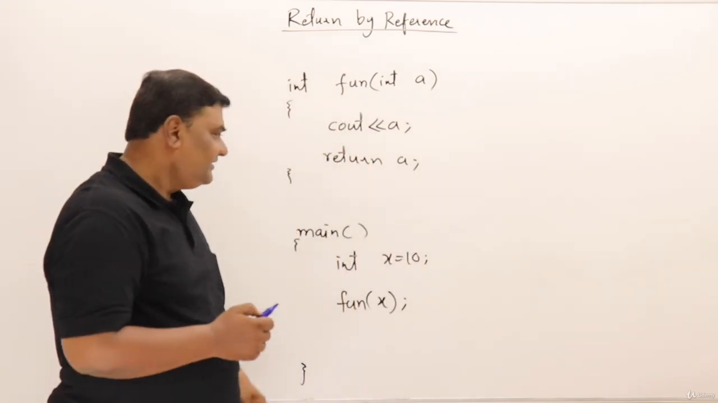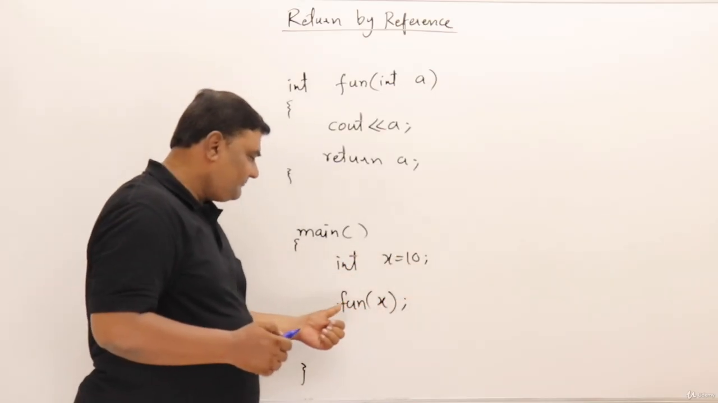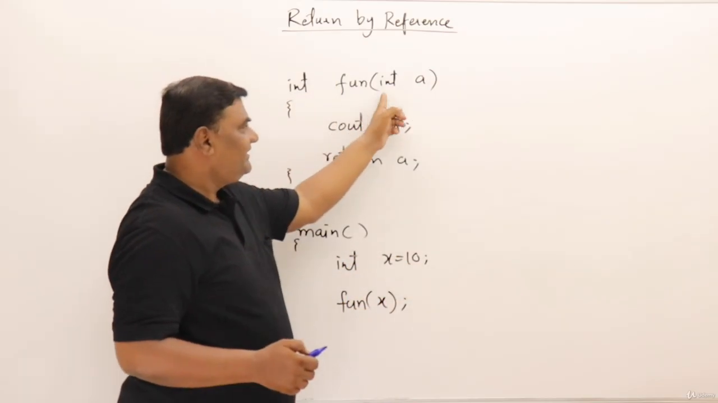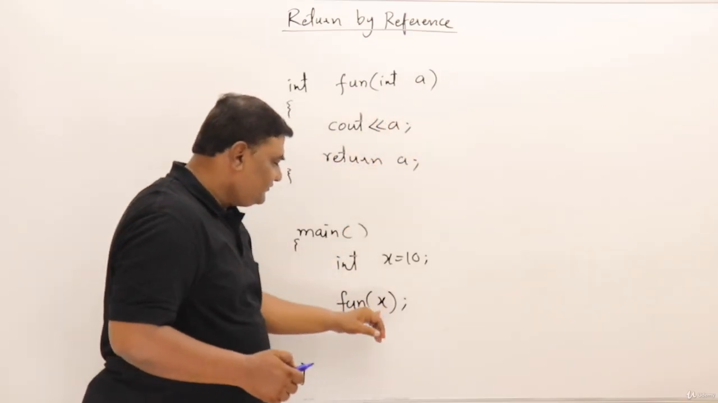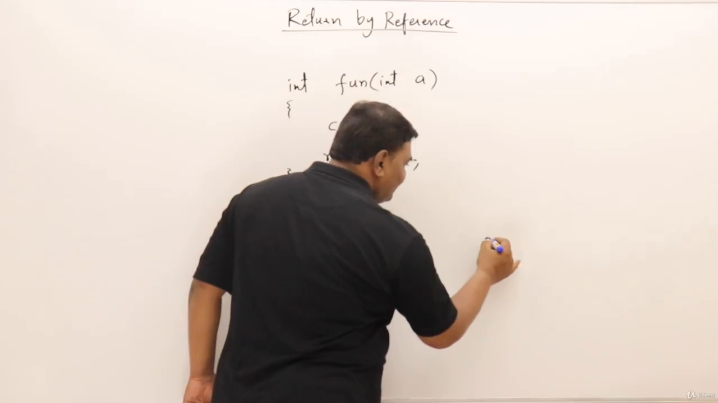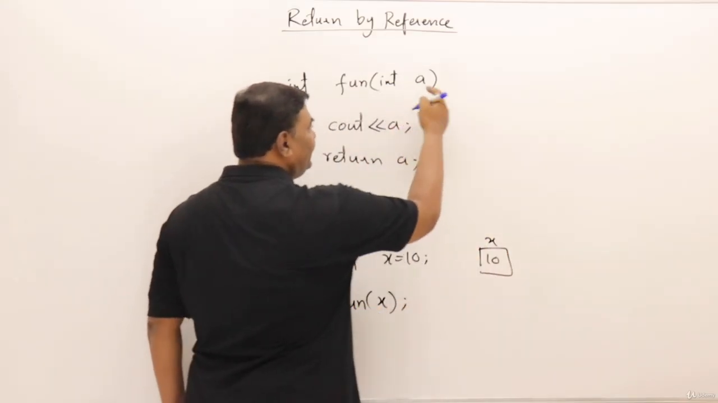Just look at this one. I have a main function and one variable x having value 10, and I am calling function fun by passing x. This function is taking an integer variable, so the value of x will be copied in this one. So this is x having value 10. This x is copied here.